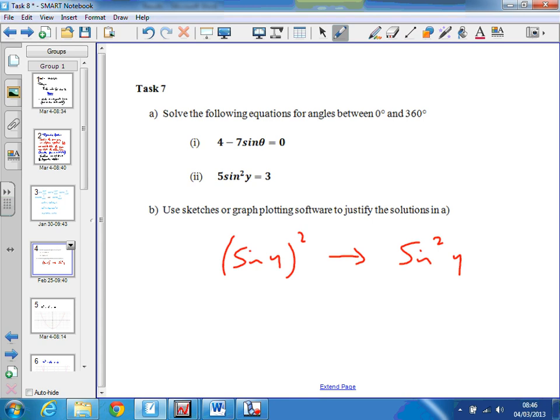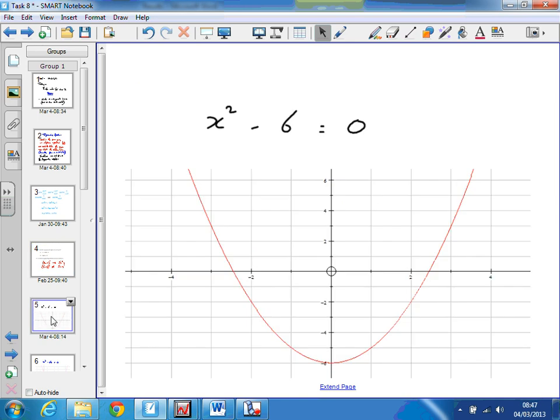Be careful, because the sine of y all squared, which is what this is short for, does not mean the sine of y squared. That means the sine of whatever y squared is. I mean the sine of y all squared. So we've got to be careful you don't make that error when you're thinking about things like this. Okay, I want to start off by looking at some ordinary quadratic equations that we've looked at before.